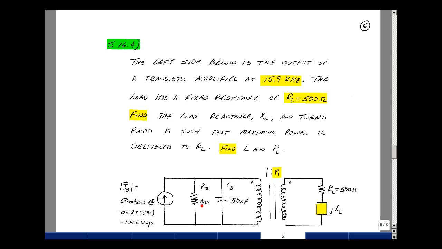At the upper end of the audio band, around 15.9 kilohertz, I have a fixed load of 500 ohms. Could you find the load reactance and the turns ratio of this transformer such that we get maximum power delivered to R sub L? And then could you find the value of L needed and the power delivered to R sub L?